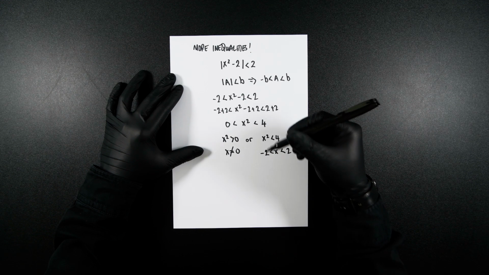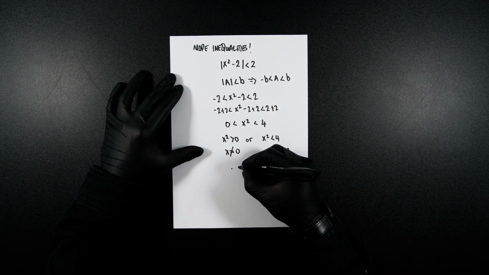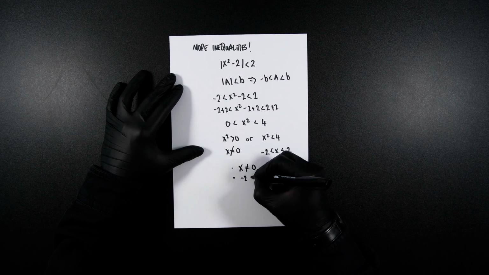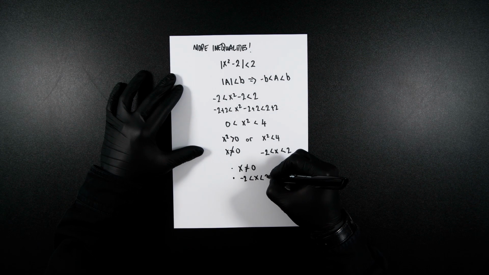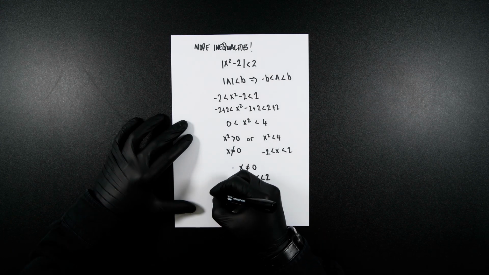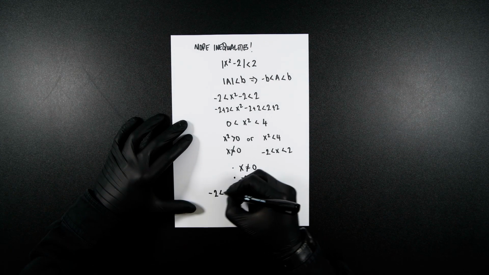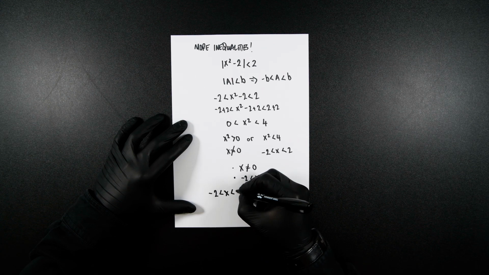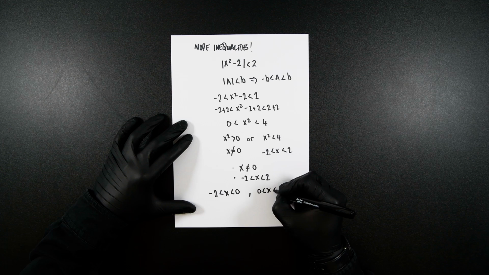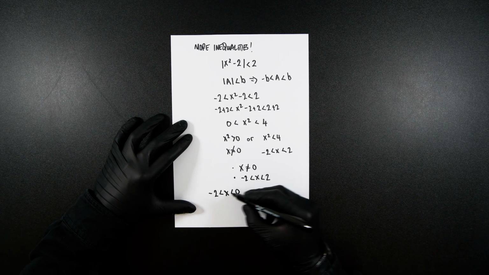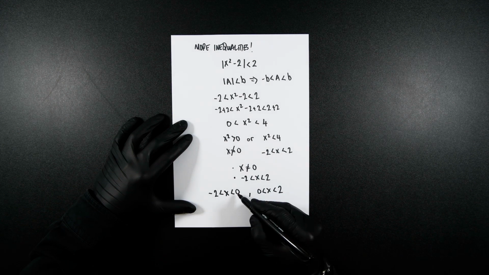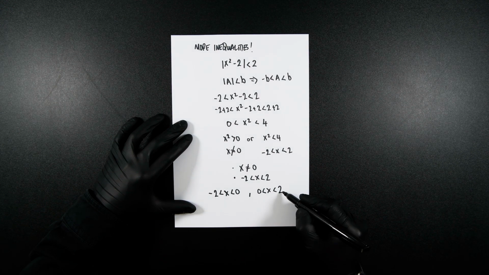So we need both conditions to be true. The first condition is x cannot equal 0, and the second condition is minus 2 is less than x, which is less than 2. So we will have minus 2 is less than x, which is less than 0, and 0 less than x less than 2. It can't go the whole way because it does not include 0. So it's up to this interval, and then from this interval to this interval.